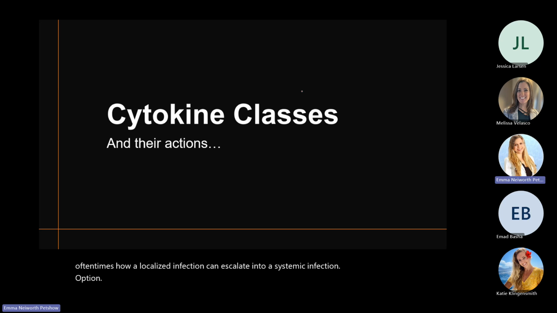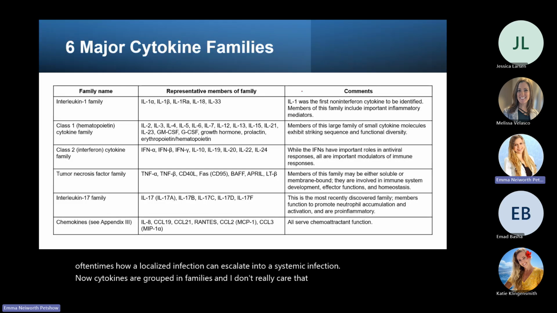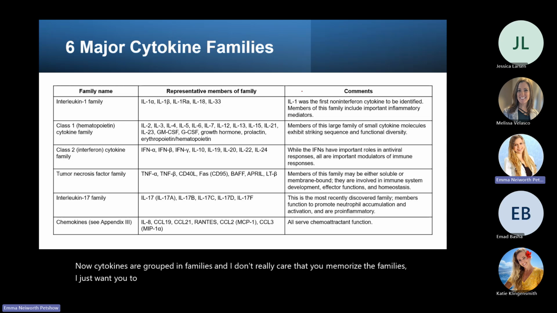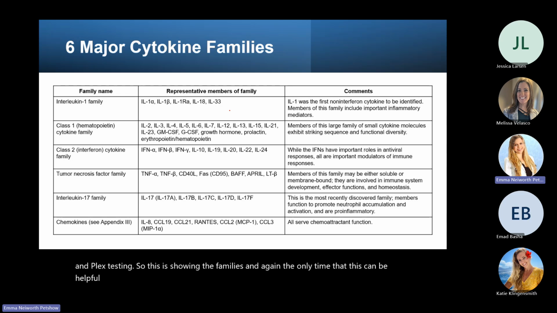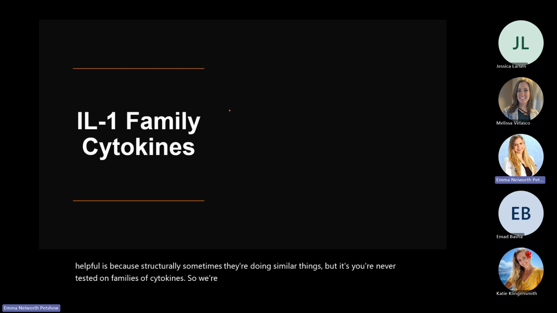Now, cytokines are grouped in families, and I don't really care that you memorize the families. I just want you to know a couple key cytokines that are really important and come up a lot in NPLEX testing. This is showing the families, and the only time this can be helpful is because structurally they sometimes do similar things, but you're never tested on families of cytokines. So we're not going to focus too much on that, but I want to talk about a few cytokines specifically.